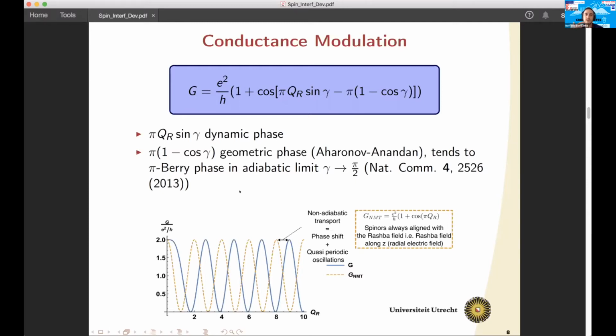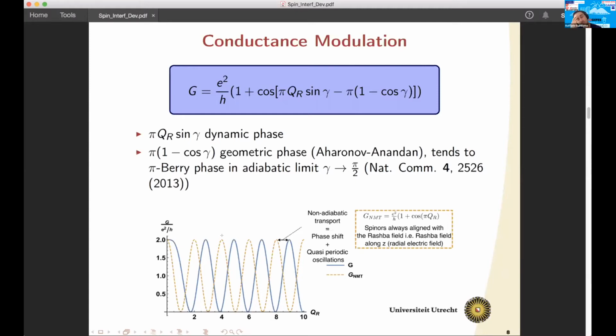And indeed, when the Rashba is strong enough to have adiabatic transport, this tends to the π Berry phase. So the main difference that can be observed in this conductance modulation is that, as we see here, the bold blue line, compared to the yellow dashed line, which is the conductance one would see if the transport was adiabatic for each value of the Rashba strength, has essentially a π shift compared to this other curve. And moreover, the modulation has quasi-periodic oscillations, so there's no defined period actually.